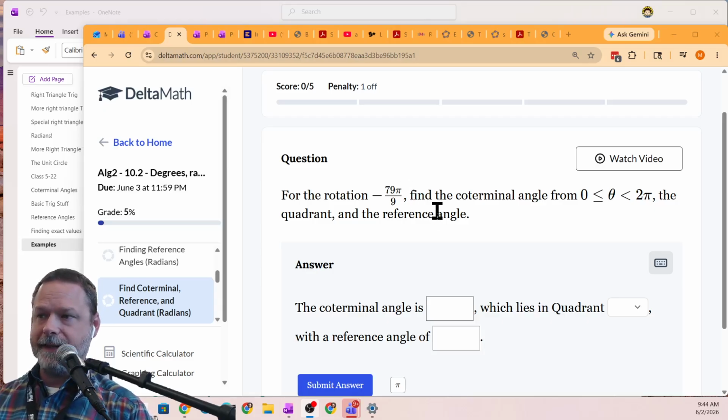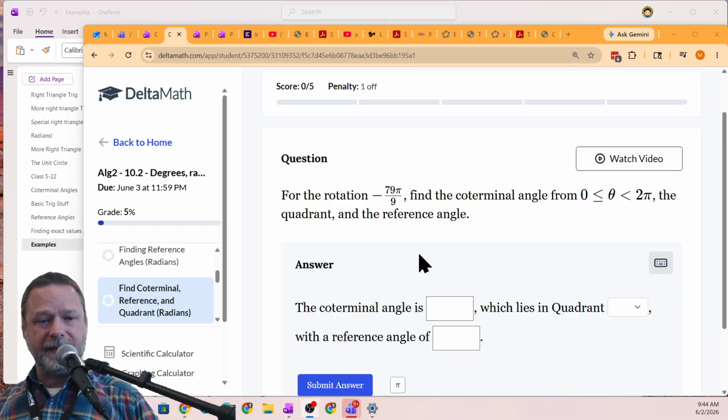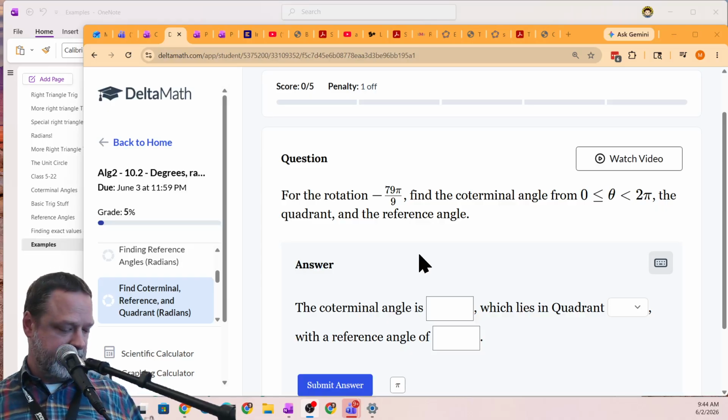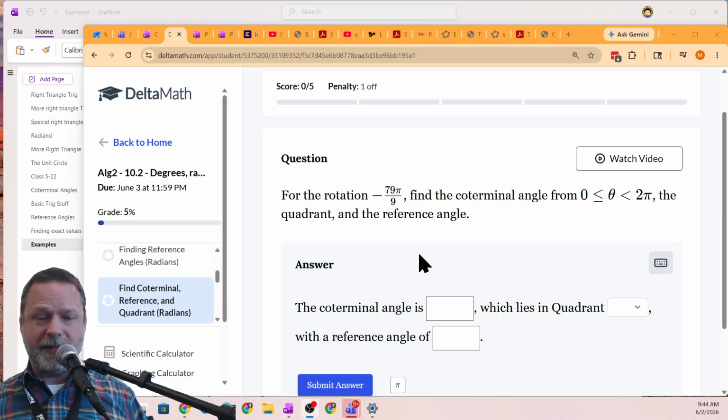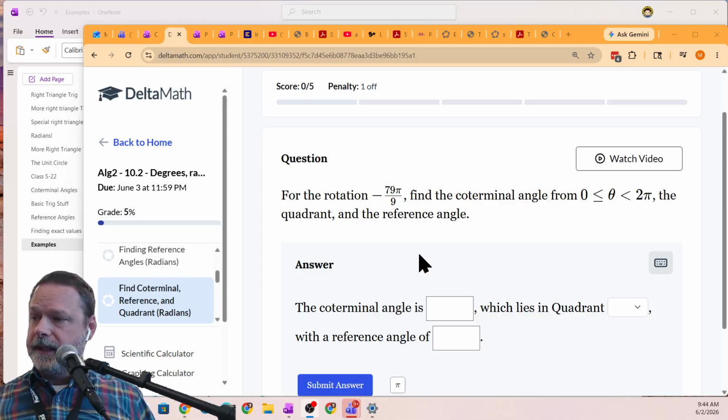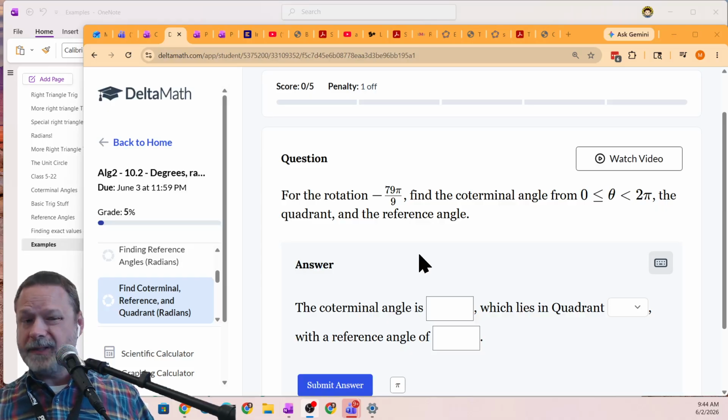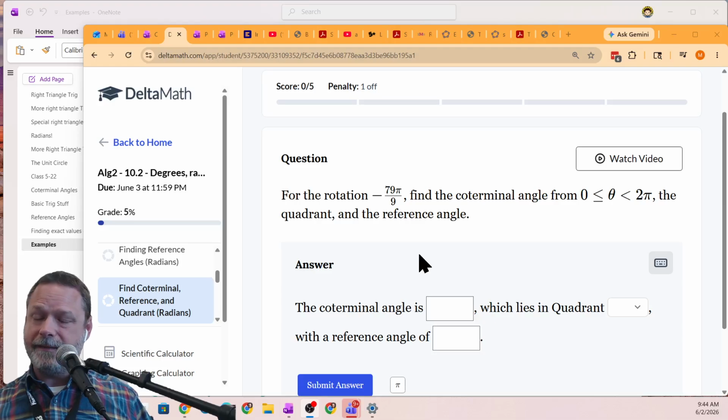Let's just do an example today of a question where we're just finding the coterminal, reference, and quadrant. So kind of throwing all these ideas together. We can sometimes be given problems like, hey, here's an angle. Find a coterminal angle from 0 to 2 pi. That's a common thing. And then the reference angle, which might be the same as the coterminal angle, might not be. And then what's the quadrant? So let's talk about this a little bit and work this problem out.